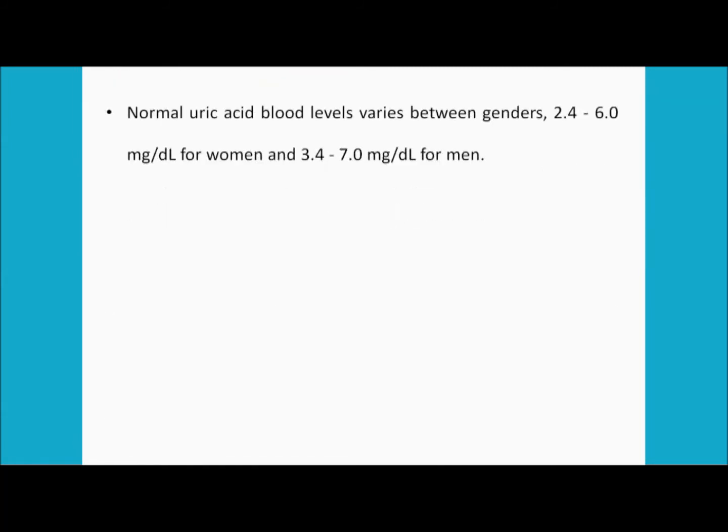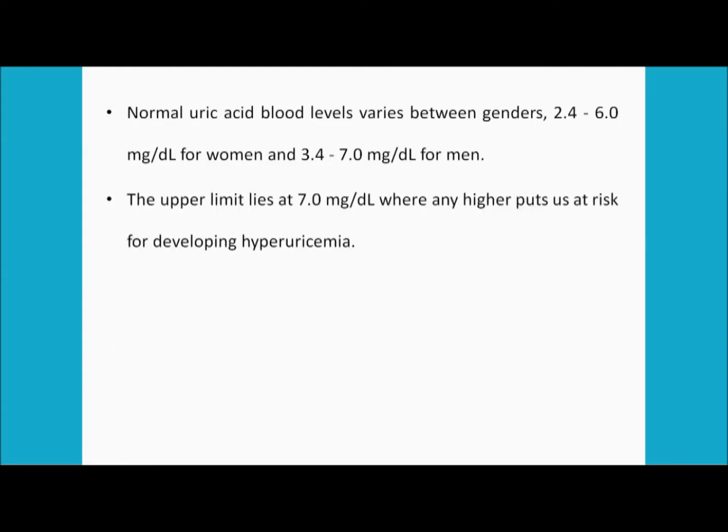The normal uric acid levels vary between the genders: 2.4 to 6 for women, and 3.4 to 7 for men, right? So there always exists a variation between the genders. Moreover, the upper limit lies at 7 mg per deciliter of uric acid, and anything higher puts us at risk of developing hyperuricemia.